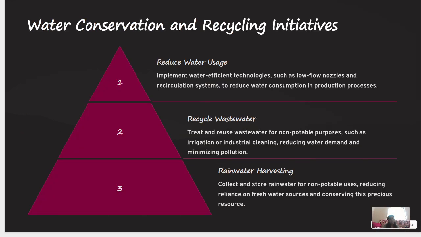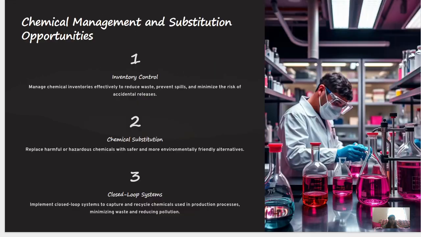Next is water conservation and recycling initiatives. Reduce water usage. The first thing is to implement water-efficient technologies such as low-flow nozzles and recirculation systems to reduce water consumption in production processes. Next is recycling wastewater: treat and reuse wastewater for non-potable purposes such as irrigation or industrial cleaning, reducing water demand and minimizing pollution. Next is rainwater harvesting: collect and store rainwater for non-potable uses, reducing the reliance on freshwater sources and conserving these precious resources.